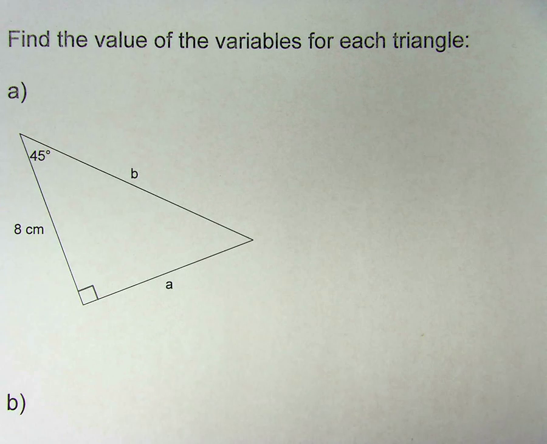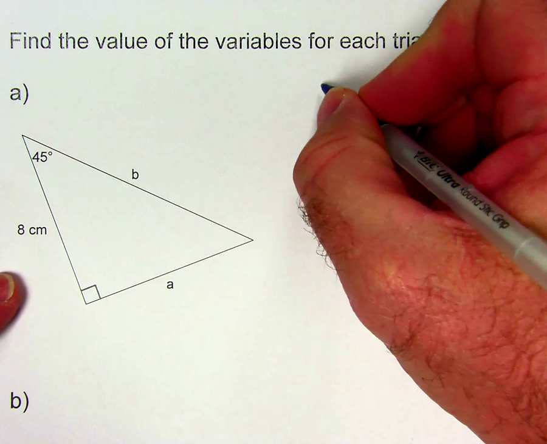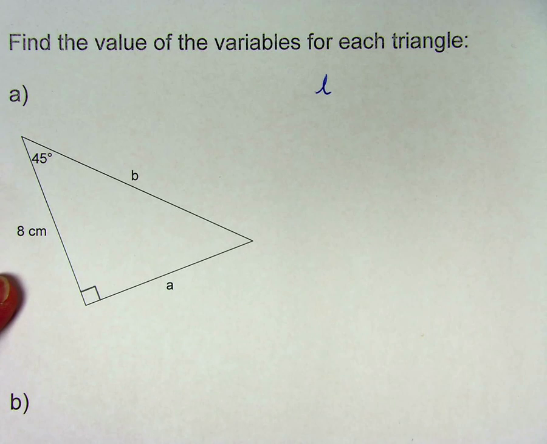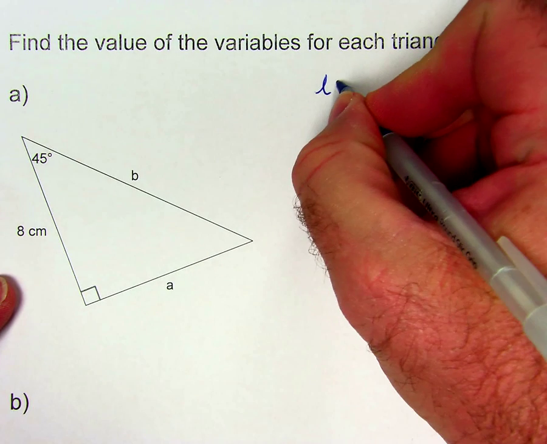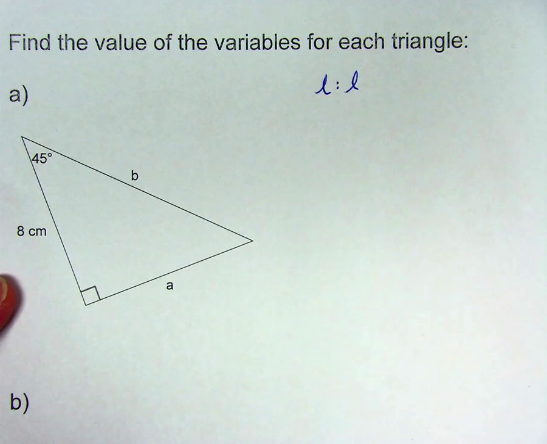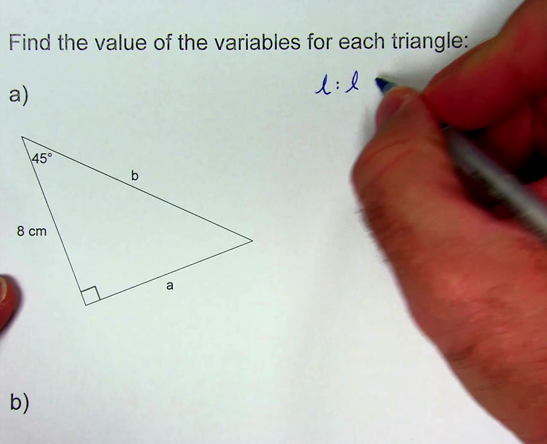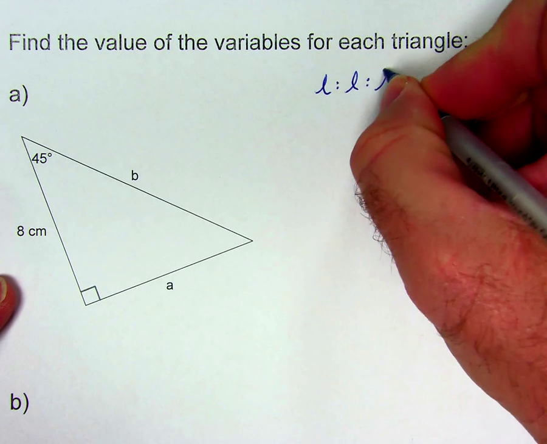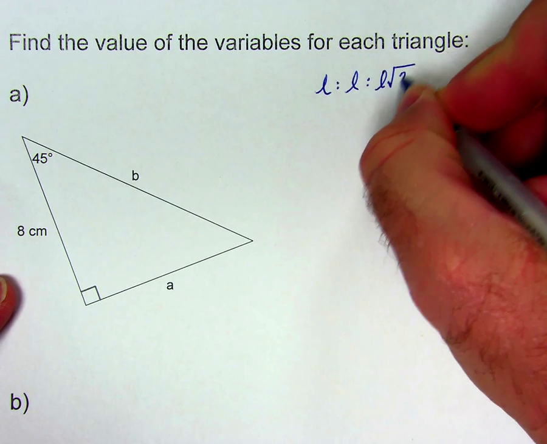What we're going to look at in this particular video are the situations where we have the 45, 45, 90 triangles. Remember that our relationship is that if we have a leg of length L, the other leg will also have a length of L, and the hypotenuse will have a length of L times the square root of 2.